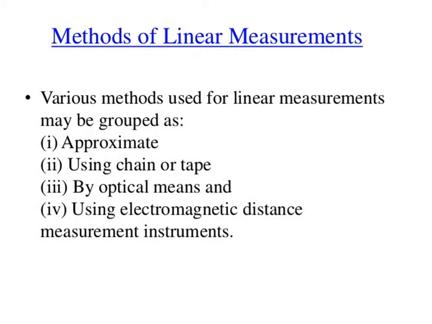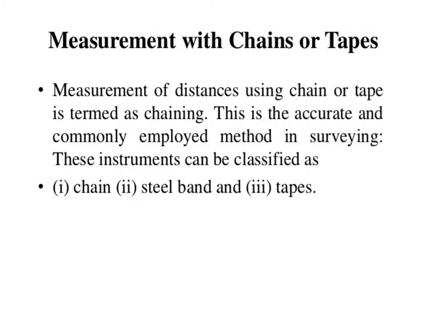So in this slide we are going to see the different methods of linear measurement. One is by approximate method, second is by using chain or tape, third is by optical means, and fourth is by using electromagnetic distance measuring instruments. Then we are going to see measurement with chain or tape. Measurement of distance using chain or tape is termed as chaining. This is the accurate and commonly employed method in surveying. The instruments used can be classified as chain, steel band chain, and tape.